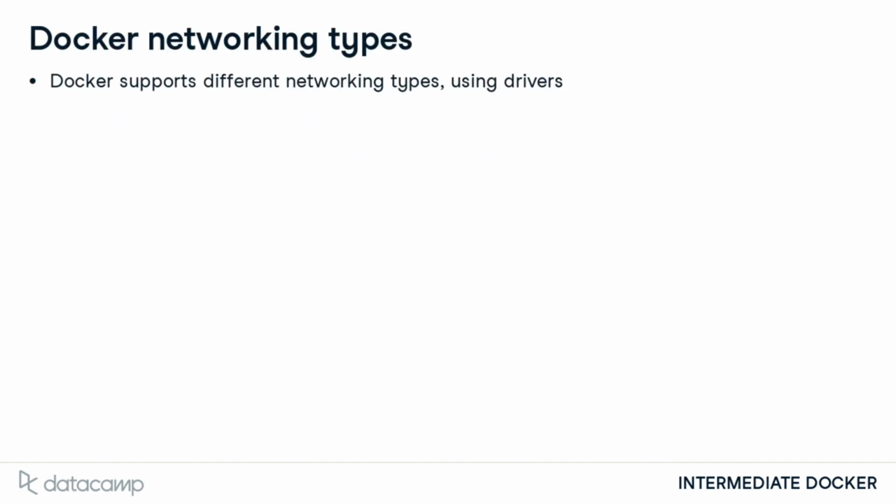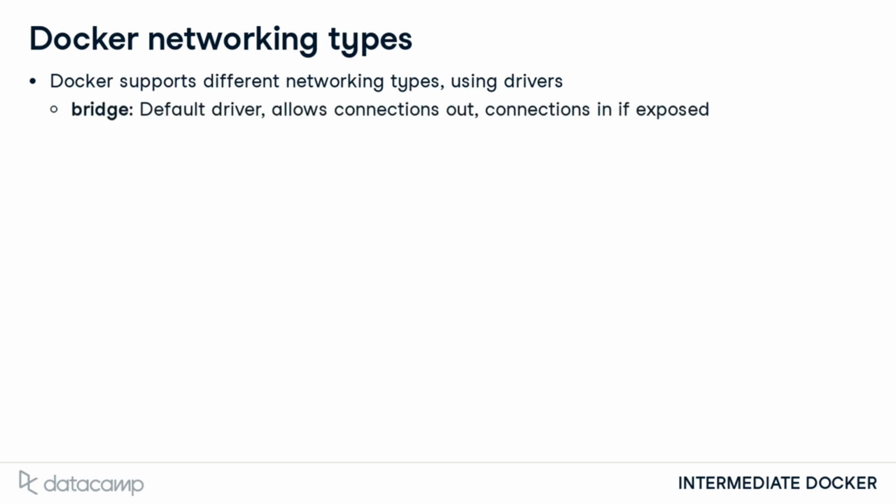Docker supports different types of networks using various drivers. The bridge driver is the default driver and allows communication to the internet, to exposed ports, and between containers on the bridge, but not further.